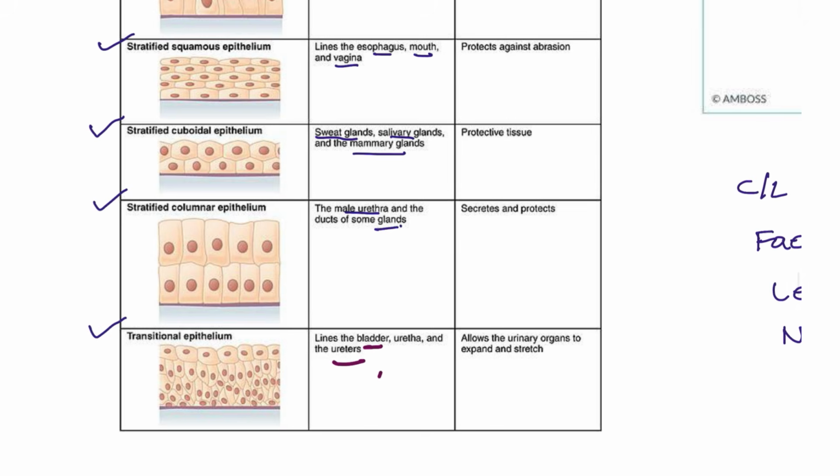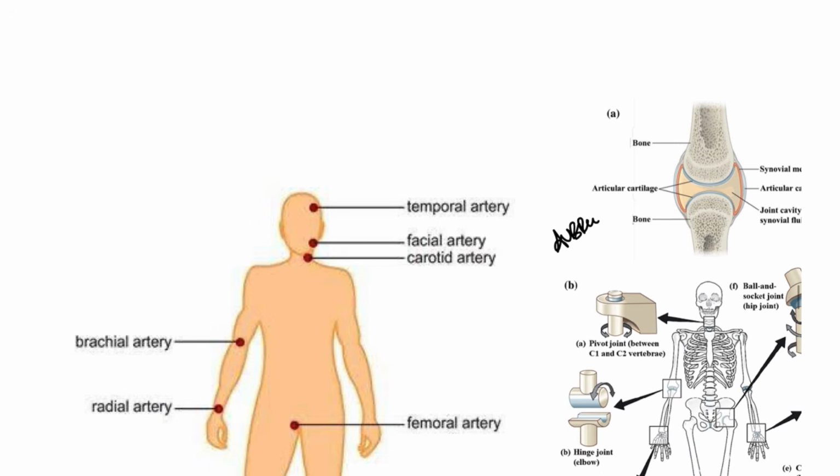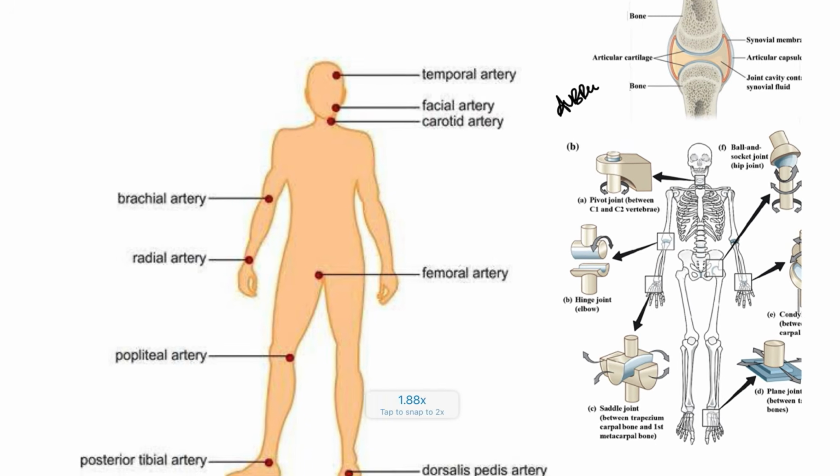Next, transitional epithelium is present in the bladder, urethra, and also the ureter. This is the most important, guys. It has been asked 3 times in the examination. Right. Next, moving on to the nerves, arteries and the pulsations.